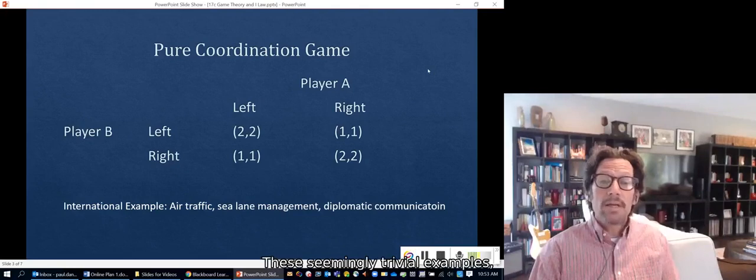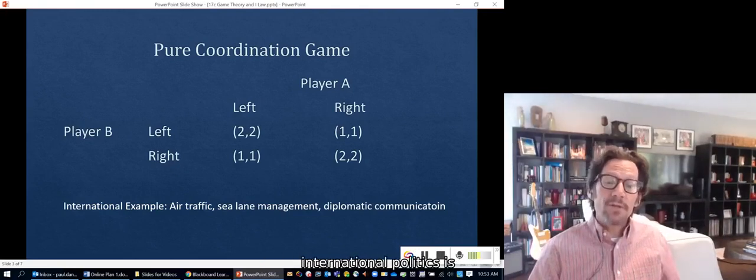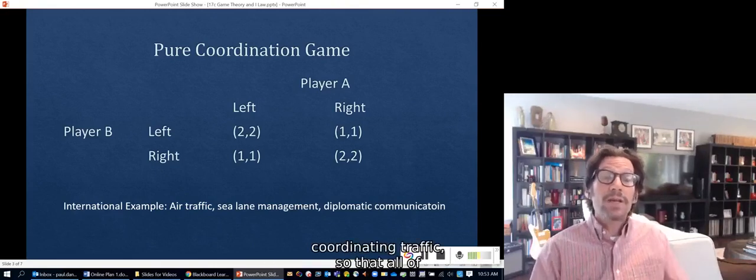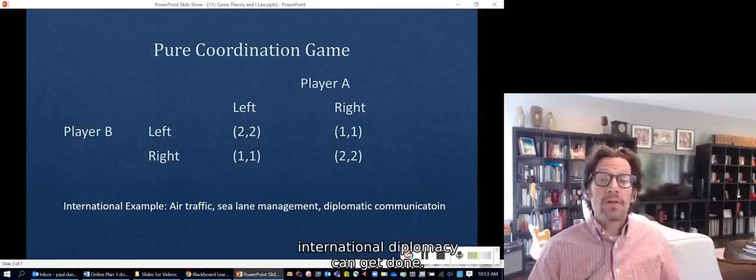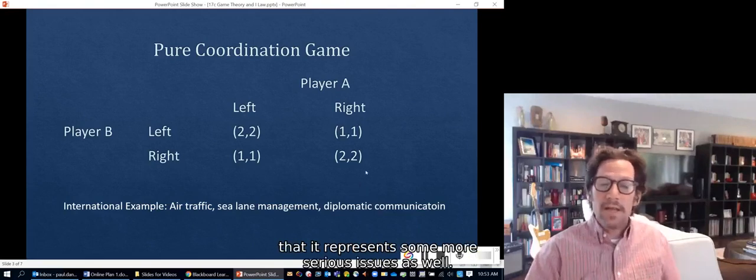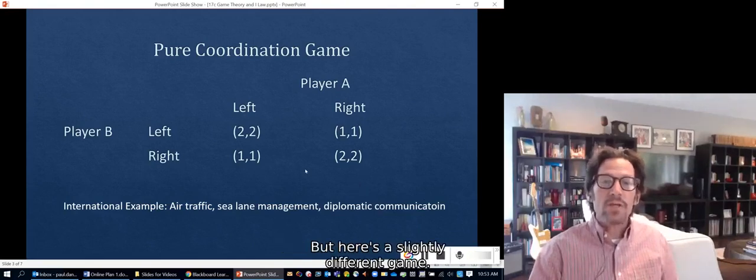These seem like trivial examples, but an immense amount of international politics is about coordinating communication, coordinating traffic, so that all of the international trade and all of international diplomacy can get done. And I'm going to argue as well that it represents some more serious issues as well. But here's a slightly different game.